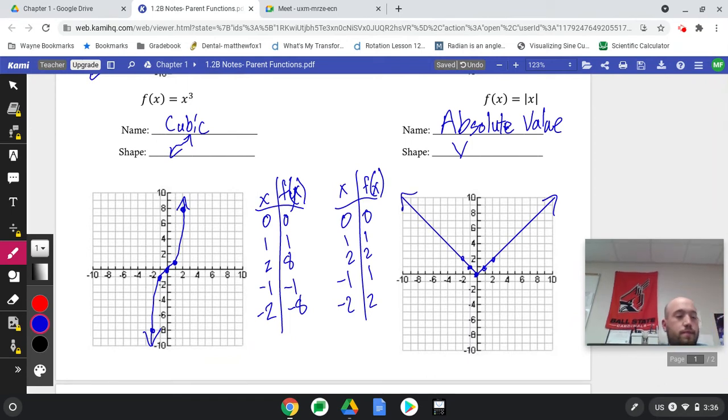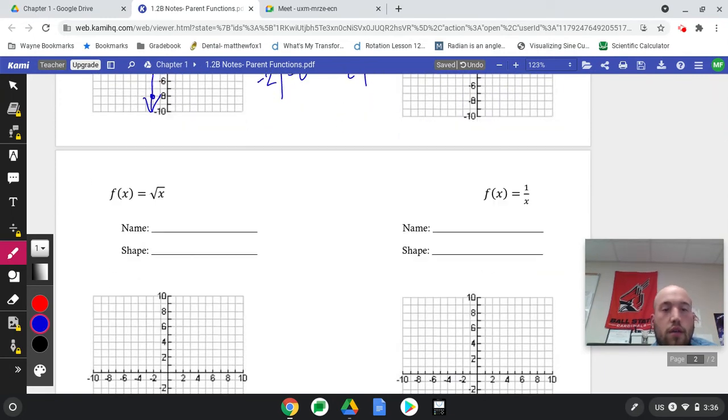And we are done. All right, so we got 4 more functions to look at.